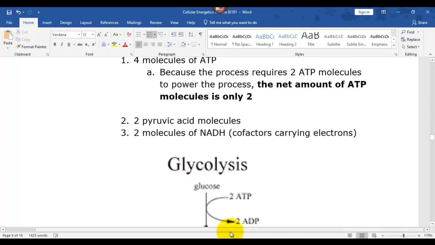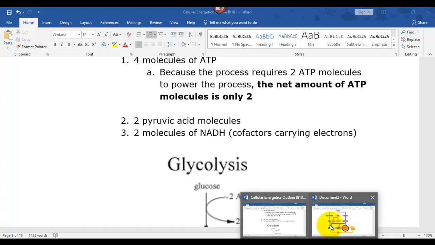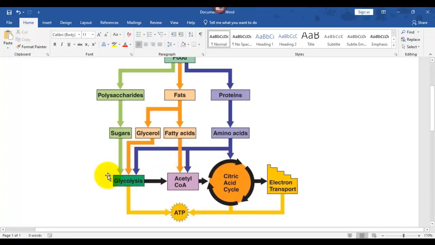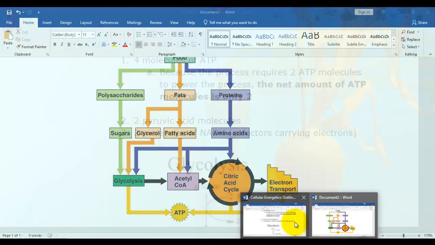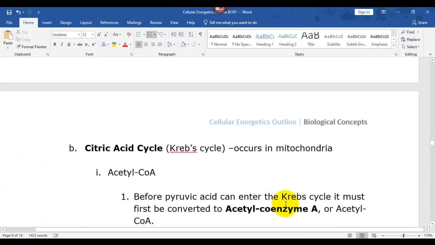So that occurs, once again, I was trying not to go up and down. See glycolysis? This happens outside. It's in the cell, but it's in the cytoplasm. All of this part takes place in a mitochondria. Okay, the little organelle I showed you with the folds in it. Okay, on to the next part.